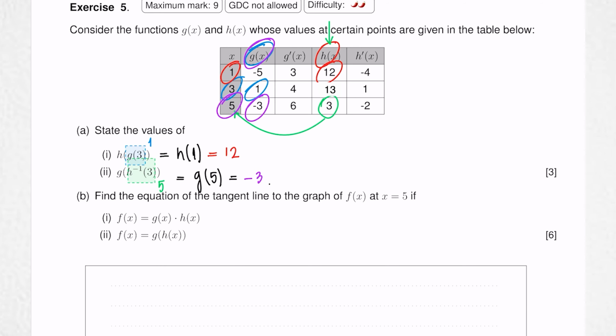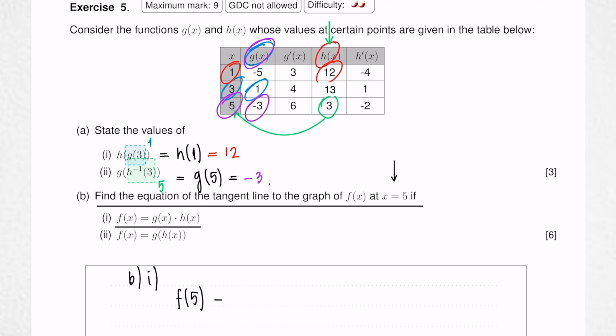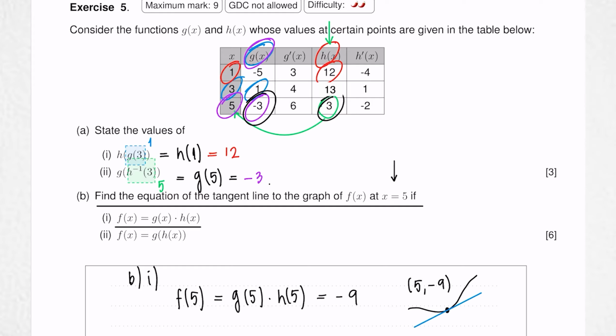Now on to the hardest part. Find the equation of the tangent line to the graph of f of x at x equals 5 if this function that we're creating is a product of g and h, or it's a composite function. So we have these two different scenarios. Let's start with b-i. When x is equal to 5, we have f of 5 equal to g of 5 times h of 5, which is equal to negative 3 times 3, which is negative 9. Now we know that this function crosses the point (5, negative 9). And in order to find the tangent to that curve at that point, we not only need the point itself, which we have already, but also the slope of this tangent line.